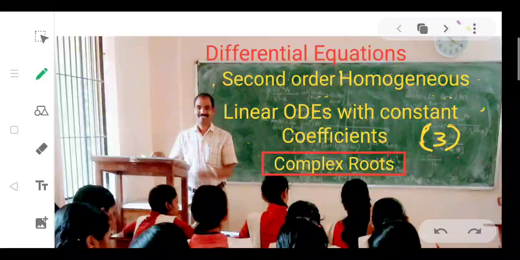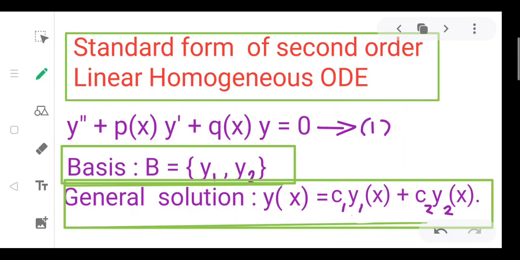Okay. Now before that, we revise these concepts. We know the standard form of a second order linear homogeneous differential equation. It is of the form y double dash plus p of x into y dash plus q of x into y equal to 0. And we know a pair of linearly independent solutions of equation 1 constitutes the basis. Therefore, if y1 of x and y2 of x are any two linearly independent solutions of equation 1, the general solution will be y of x equal to c1 y1 of x plus c2 y2 of x.